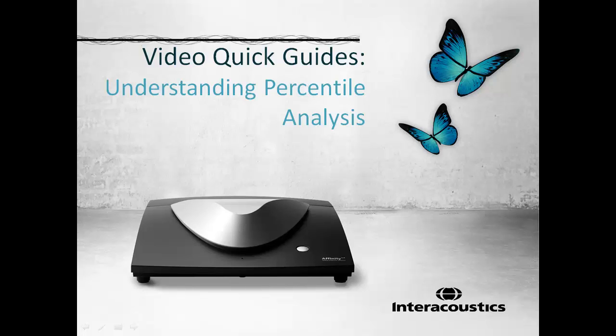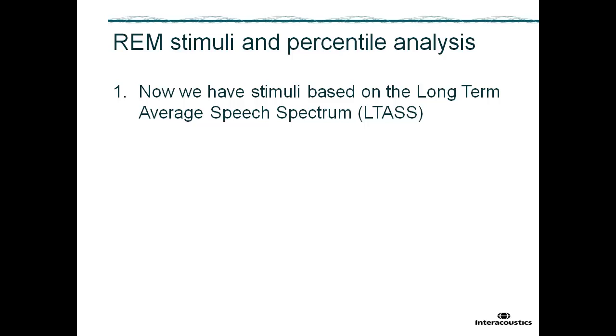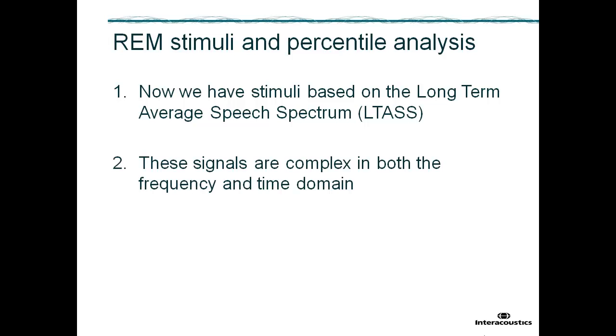This quick guide video provides an overview of the percentile analysis function and how it is displayed in the Affinity and Callisto software. As hearing aids have advanced, so have the methods required to verify them. The stimuli mostly used to obtain real ear measurements are shaped according to the long-term average speech spectrum. The intensity of this long-term average speech spectrum has complex properties in both the time and frequency domain.